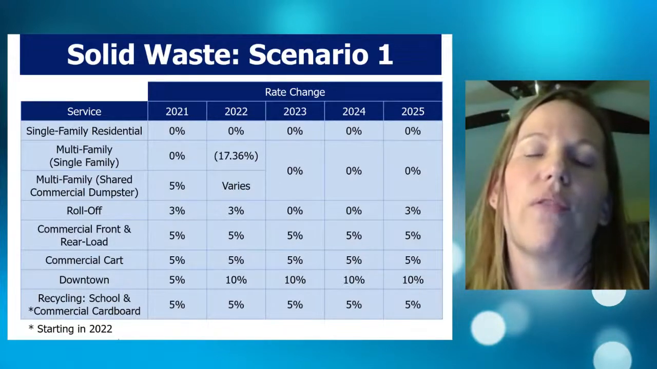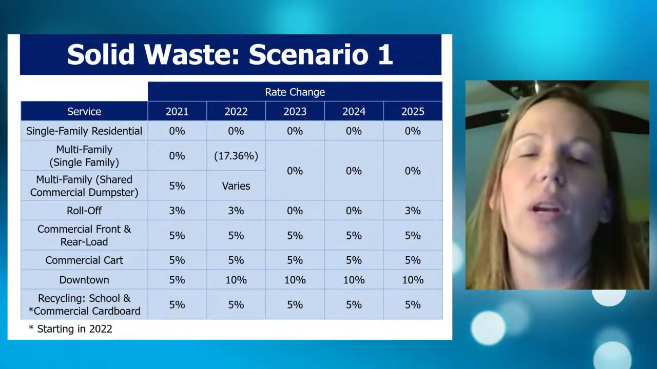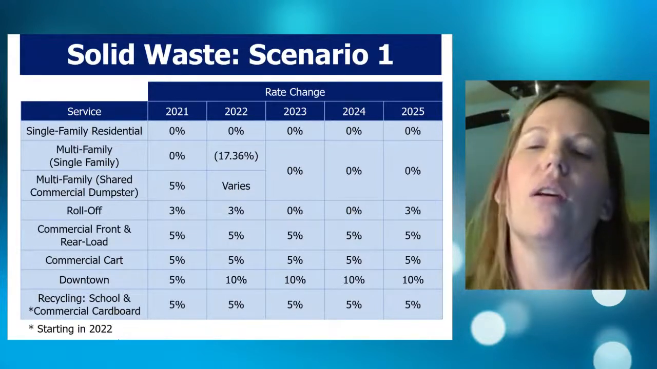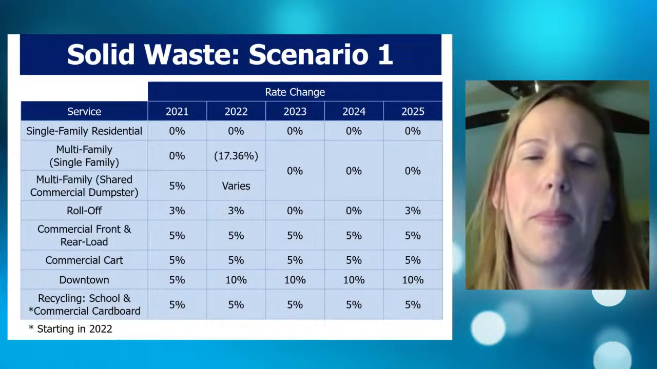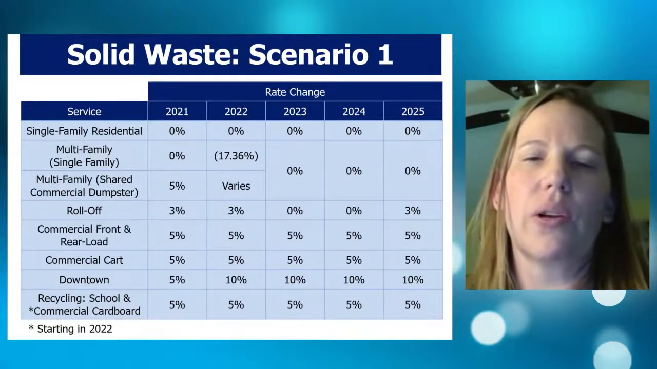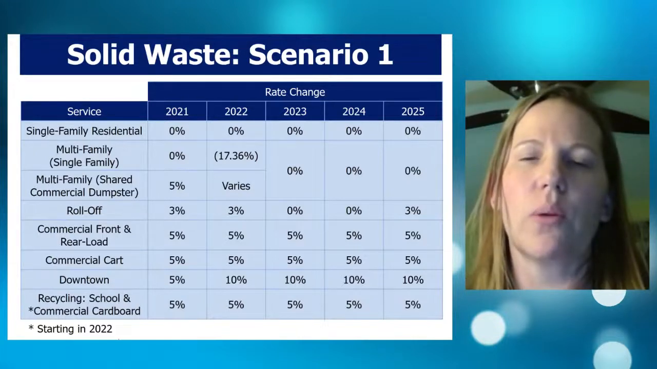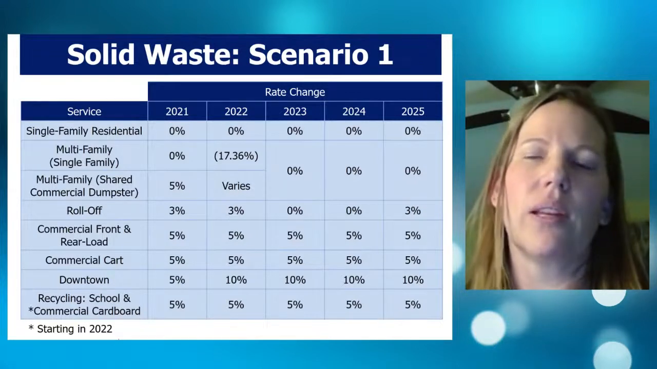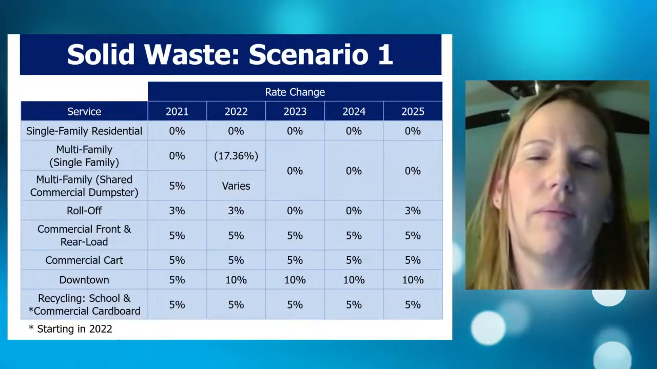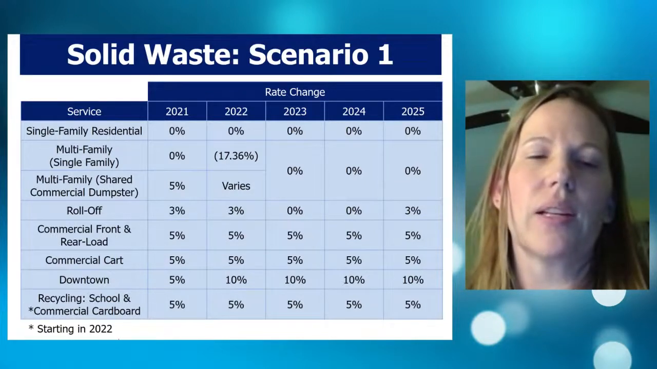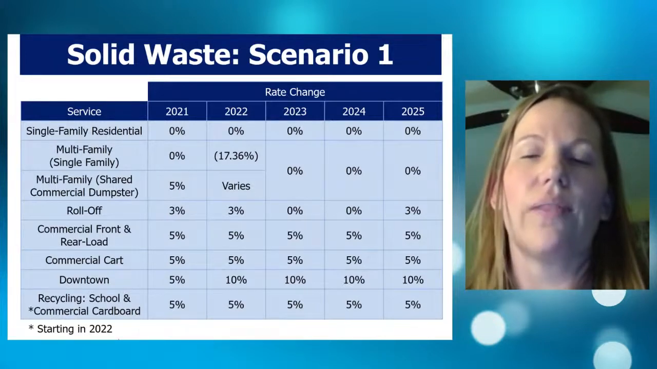Once that uniform rate for multifamily is established, that would be set at an amount that would not require an increase for a number of years. Roll-offs would be a 3% increase in 2021, also in 2022, no increase in 23 and 24, and then you would need another one out in 2025. Commercial front and rear load, as well as commercial cart classes, would be an annual 5% increase for all 5 years.